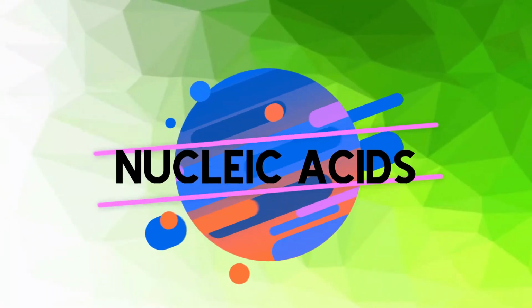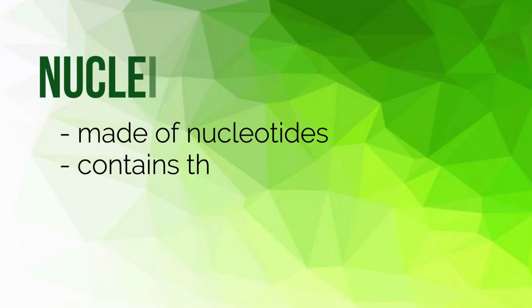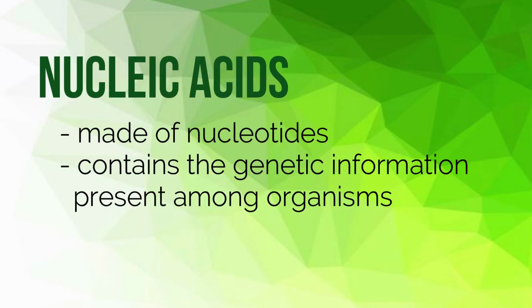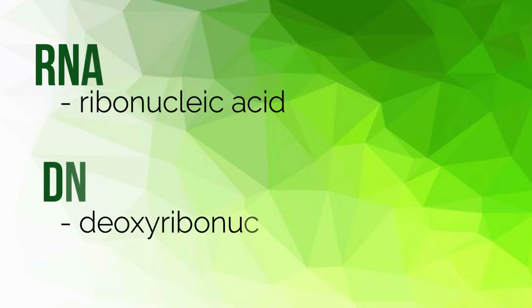The last type of biomolecules are known as the nucleic acids. They are made out of monomers known as the nucleotides. When these nucleotides combine, they are responsible for the formation of the genetic materials known as the ribonucleic acid, or RNA, and the deoxyribonucleic acid, also known as DNA. Nucleic acids are responsible for the transfer of genetic information within a cell.